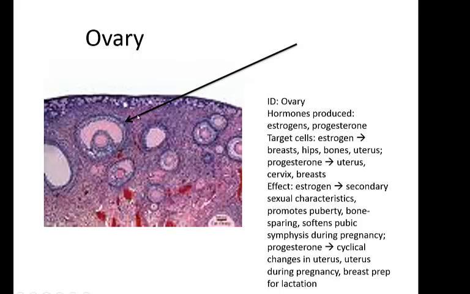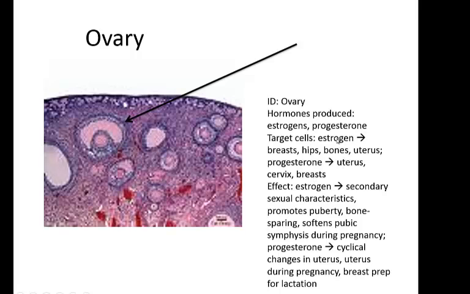See this big little line right here? It's pointing to this thing. That's a Graafian follicle. If you see a big Graafian follicle, you know, hey, we're in the ovary. So there are several hormones produced in the ovary. We have all of our estrogens, and then we have progesterone being produced there. So estrogen and progesterone, two different things. Estrogen, well, the target cells are going to be different as well. Estrogen goes to the breasts, the hips, the bones, the uterus. Those are some of the target cells for estrogen. Progesterone affects the uterus, the cervix, and the breast.